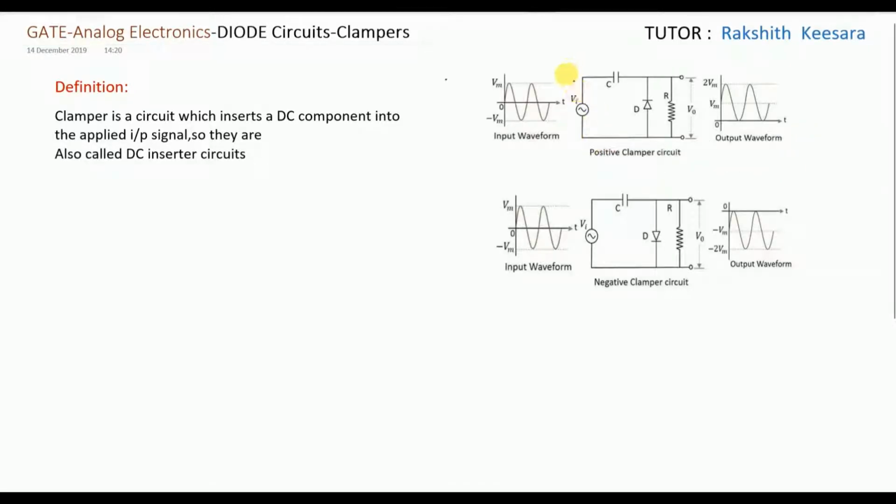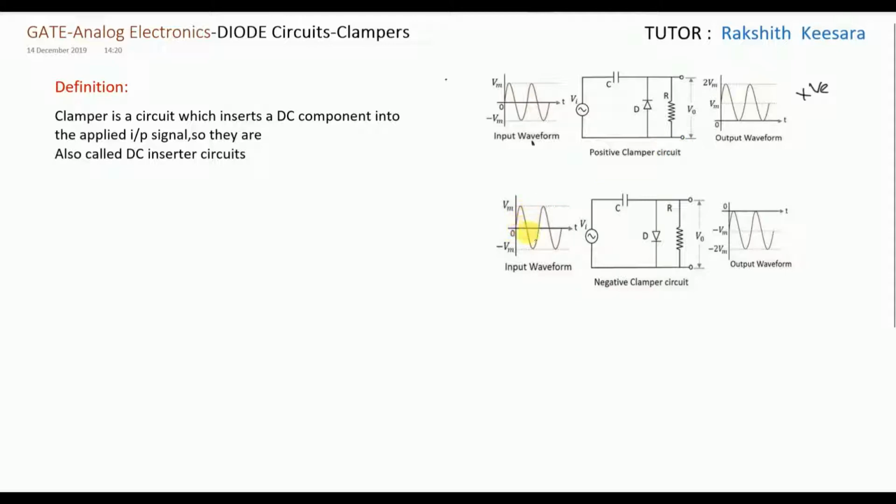So if you observe here, this is a clamper circuit. I will explain this in 2 to 3 minutes. So we are giving an input waveform to the clamper circuit. So what is our output? See, the input voltage is here, but the output voltage is shifted upwards. So we are inserting a positive DC. That's why the signal is shifting upwards. So it is called a positive clamper circuit.